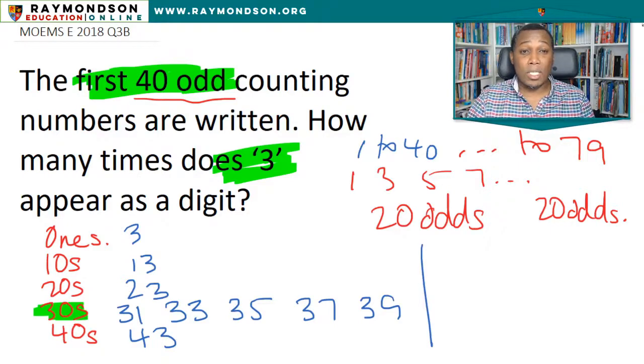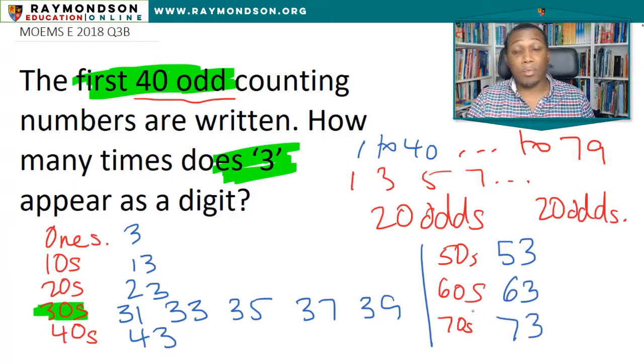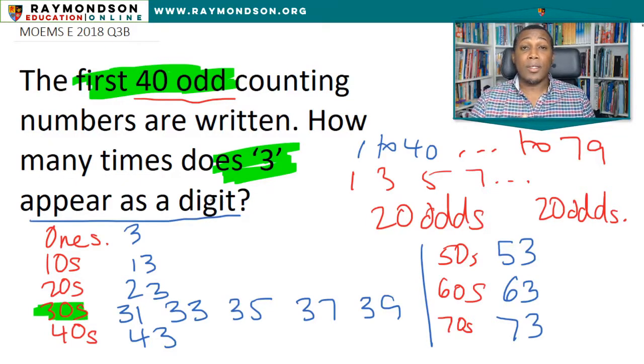Then as we continue in the 50s, the 60s, and the 70s, we're going to have 53, 63, and then 73. Okay. Now the question... I didn't underline enough of the question. The question is saying how many times does 3 appear as a digit? So how many times do you have the digit 3?